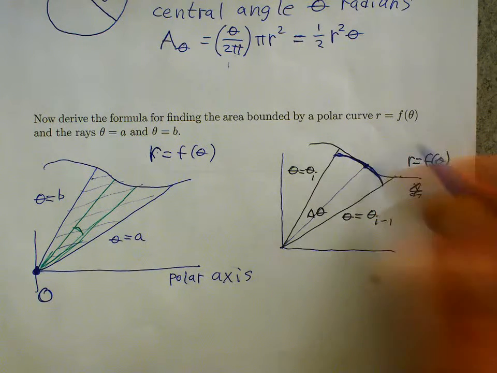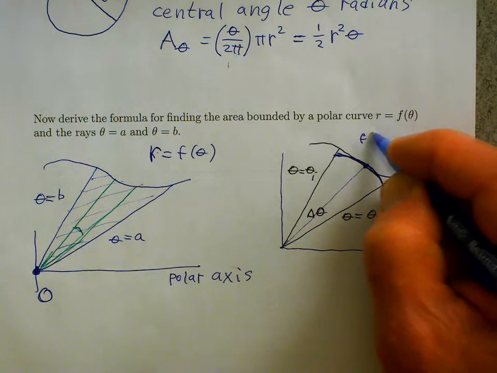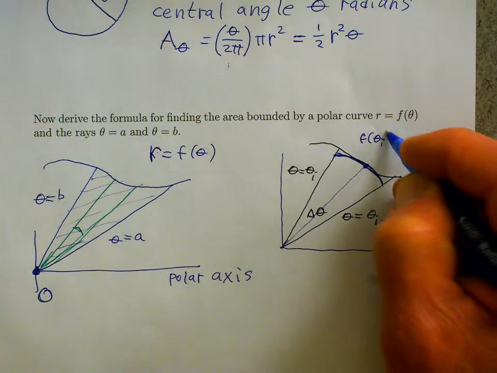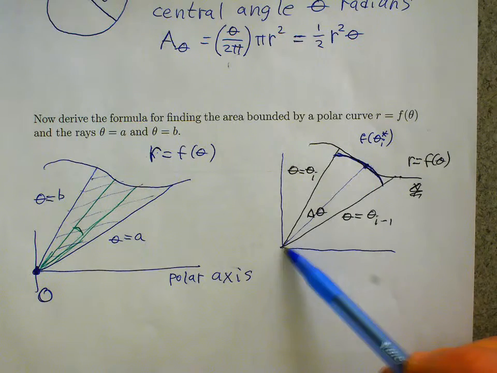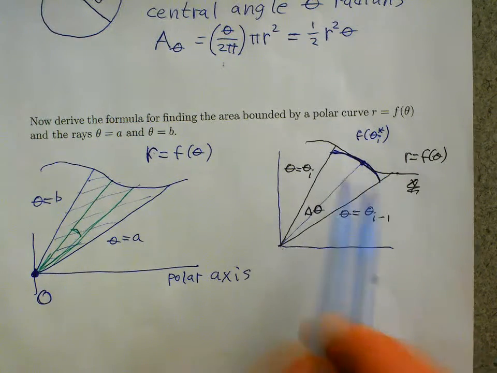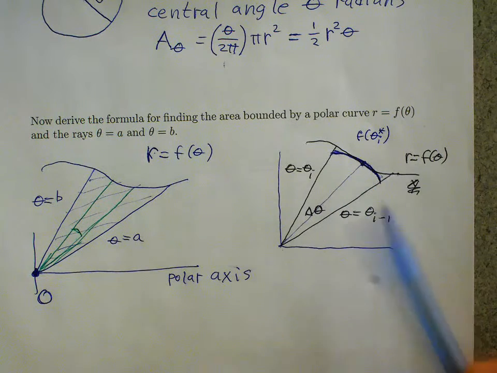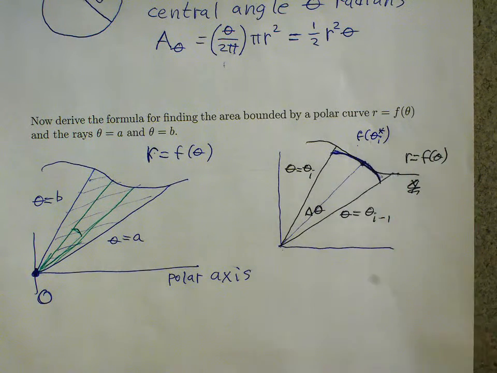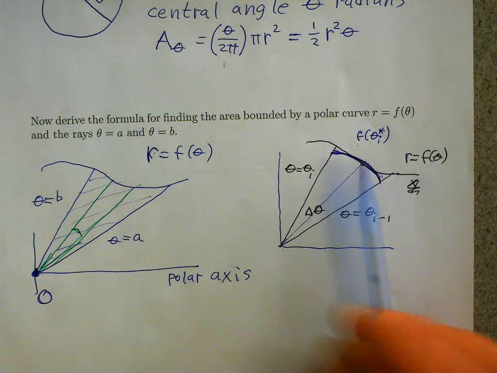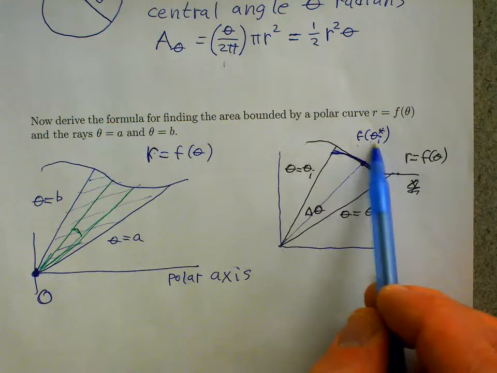So we will refer to that as f of theta sub i star. Okay, so do you see what's going on? This is supposed to be the sector of a circle with radius f of theta sub i star. It's just a point on the polar curve for a particular value of theta.